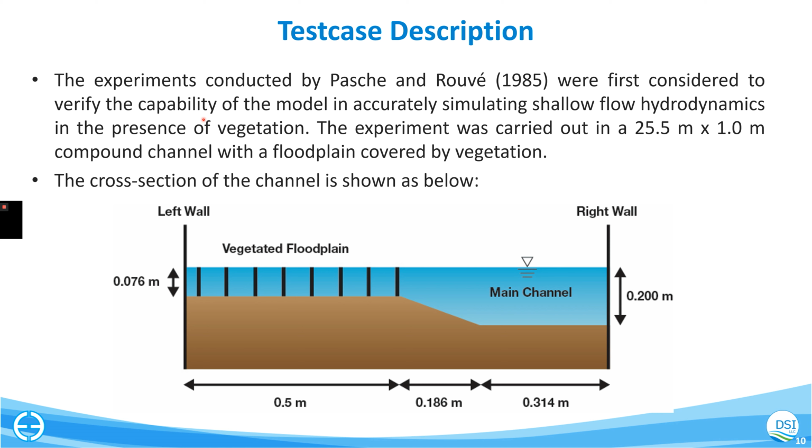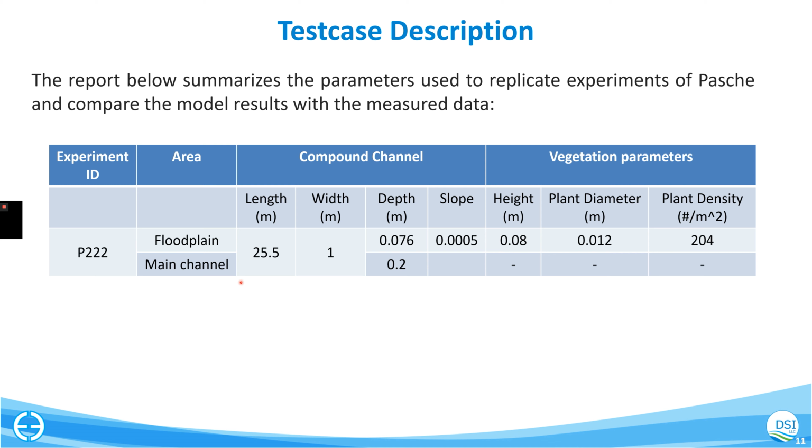an open channel that is 25.5 meters long, and the channel width is 1 meter. So here is the cross section. You will see the vegetated floodplain, and here is the main channel, and the water elevation is 20 centimeters, and the vegetation height is around 8 centimeters. I will show you how we set up this experiment in our model. First of all, we will build the floodplain and the main channel bathymetry, and the 3D dimension is 25.5 meters long and 1 meter wide, and you have a different slope, and also the vegetation parameters: vegetation height, vegetation diameter, and vegetation density in our model.